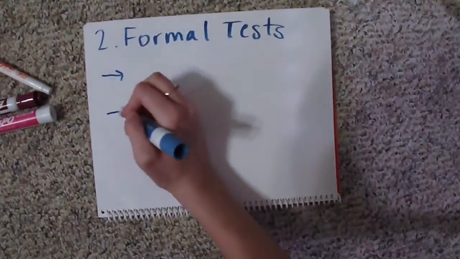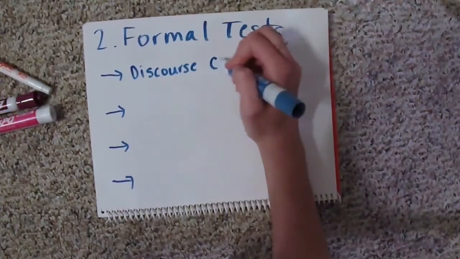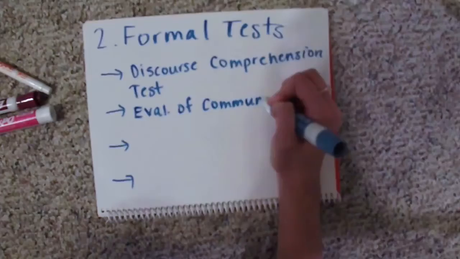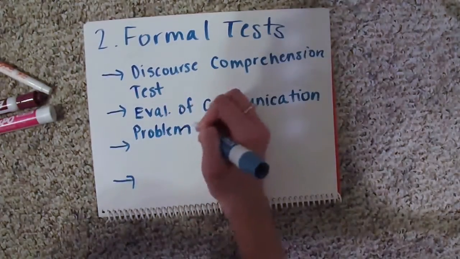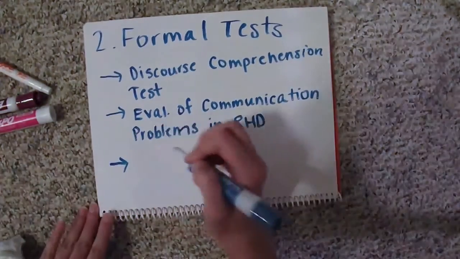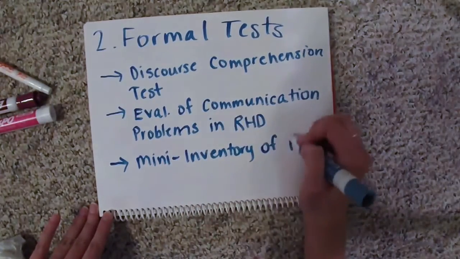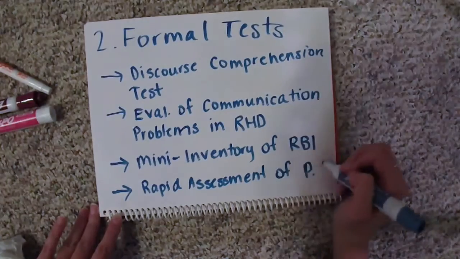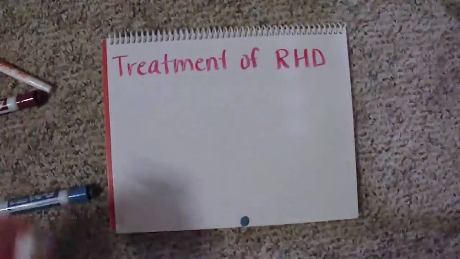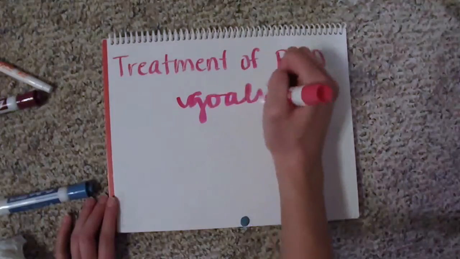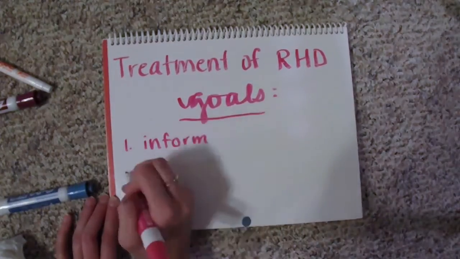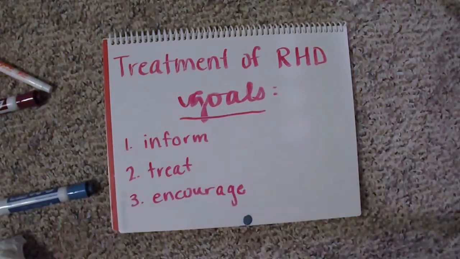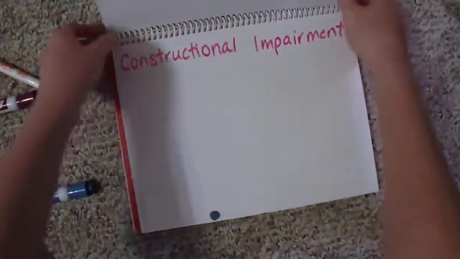There are many formal tests that can assess cognitive and communication deficits associated with RHD. Some examples are the Discourse Comprehension Test, the Evaluation of Communication Problems in Right Hemisphere Dysfunction, the Mini Inventory of Right Brain Injury, the Rapid Assessment of Problem Solving, and more. The goals of right hemisphere damage therapy are to inform the patient and their caretakers of the nature of the disorder, provide appropriate treatment, and encourage the patient and caretakers to continue treatment on their own.